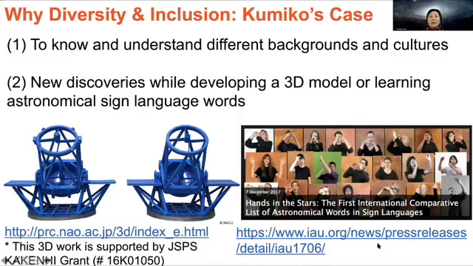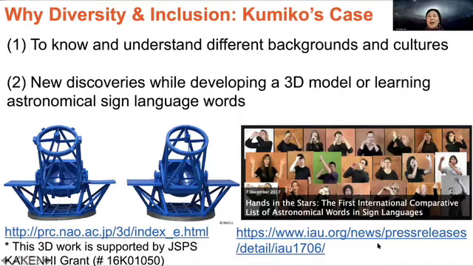Number 2, through activities of inclusion, sometimes I discover new things. In the lower left, you see the photo of 3D models of the Subaru telescope, NAOJ's Large Optical Infrared Telescope, located on Mauna Kea, Hawaii. When developing the models, I discovered new structures of the telescope.